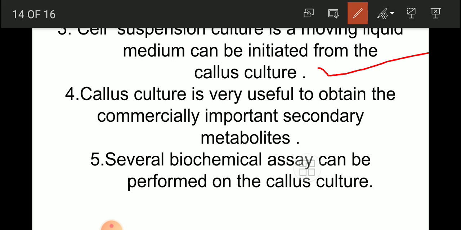Callus culture is very useful to obtain commercially important secondary metabolites, my friends. Secondary metabolites have a lot of importance in human life, in the case of medicines, and these secondary metabolites can be produced by using the callus culture technique. Several biochemical assays can be performed on the callus.